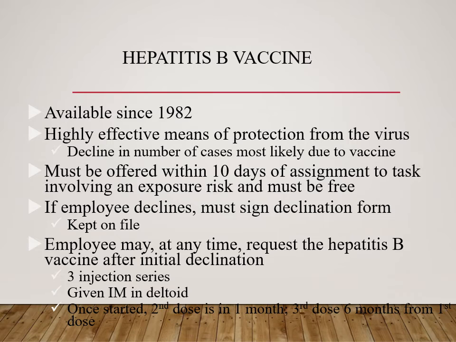Hepatitis B vaccine. It has been available since 1982. It is a highly effective means of protection from the virus. It must be offered within 10 days of assignment to a task involving exposure risk, and it must be free. If the employee declines, a signed declination must be kept on file. An employee may at any time request the hepatitis B vaccine after initial declination.